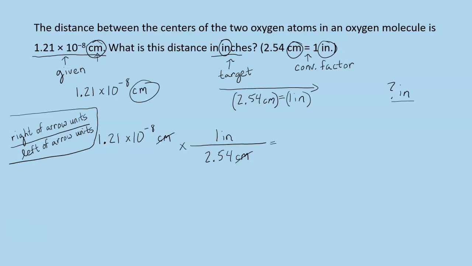Sig figs, the given information has 3 significant figures, all from that coefficient. And then the conversion factor, all of the numbers in the conversion factor are considered exact. Remember that 2.54 centimeters equals 1 inch is an exception to the rule. Typically, the US and the metric system conversions are not exact, but in this case, they are. Okay, so we need 3 sig figs in our answer, which leaves us with 4.76 times 10 to the negative 9th inches.